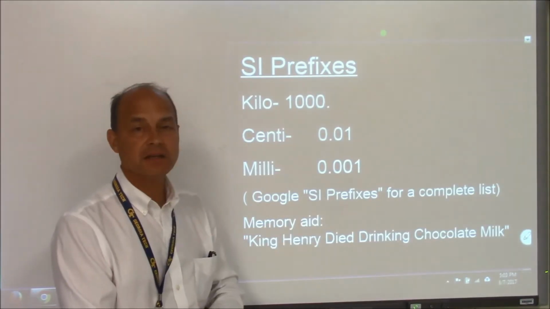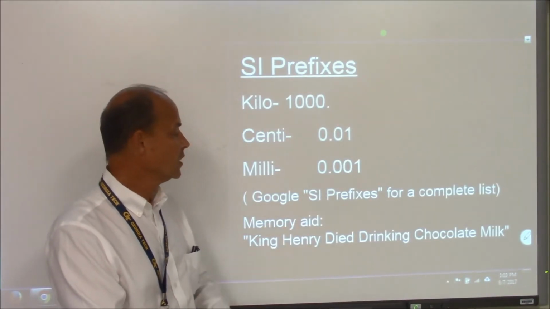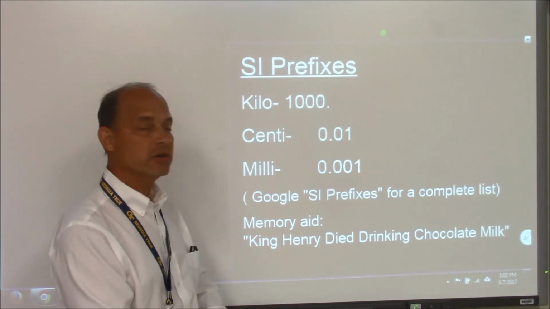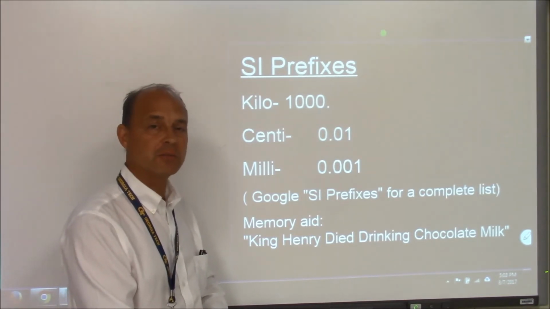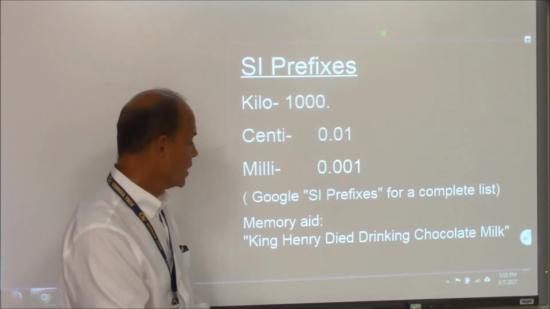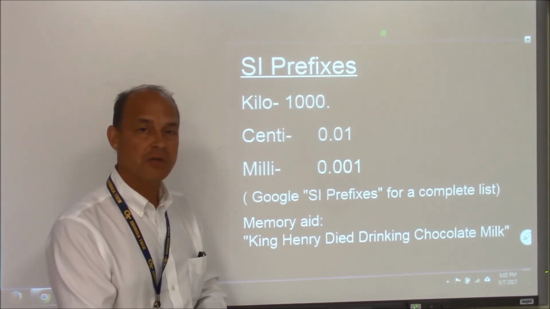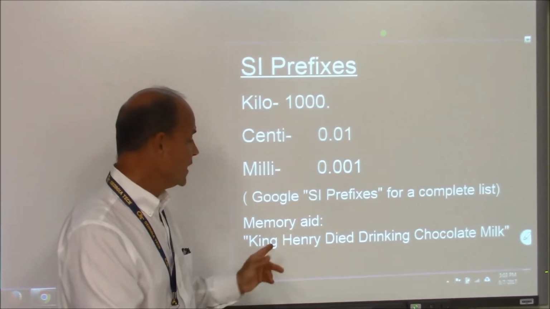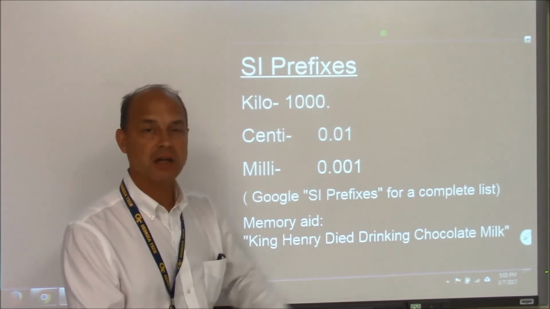For a complete list of SI prefixes, you can Google that, or you can look in your textbook, and I'll give you the textbook reference at the end of this video. There's a memory aid that goes along with it. I want you to look that up also. King Henry died by drinking chocolate milk.